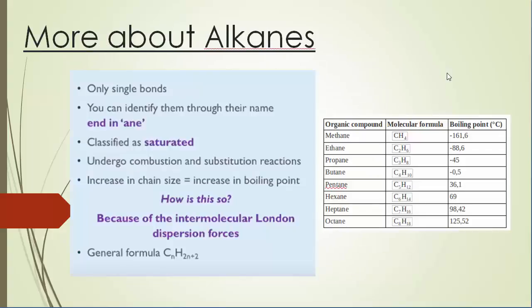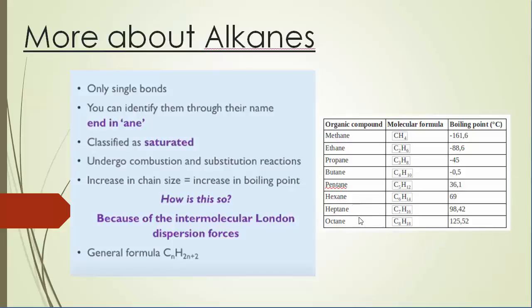So we will go through a little more about alkanes. The alkanes are a family of hydrocarbons containing only single bonds between the carbon atoms. You can also identify them through the name ending in ane. Alkanes are also classified as saturated hydrocarbons, and they can undergo combustion and substitution reactions.